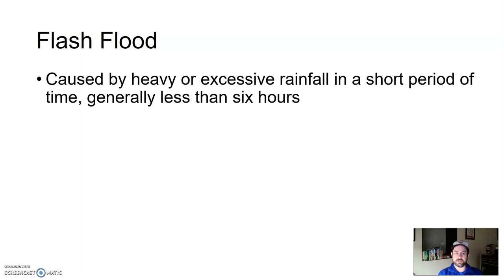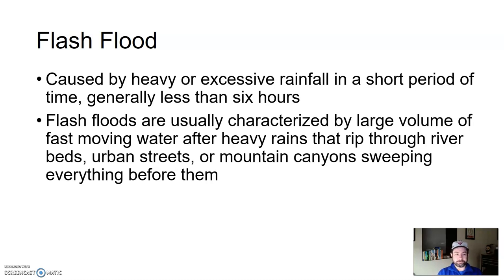So a flash flood is caused by heavy or excessive rainfall in a short period of time, generally less than 6 hours. You get a bunch of rain all at once. That water doesn't have time to soak in or can't soak in, depending on the saturation level of the ground already or how compact it is. So if you get a bunch of rain, it might flood.